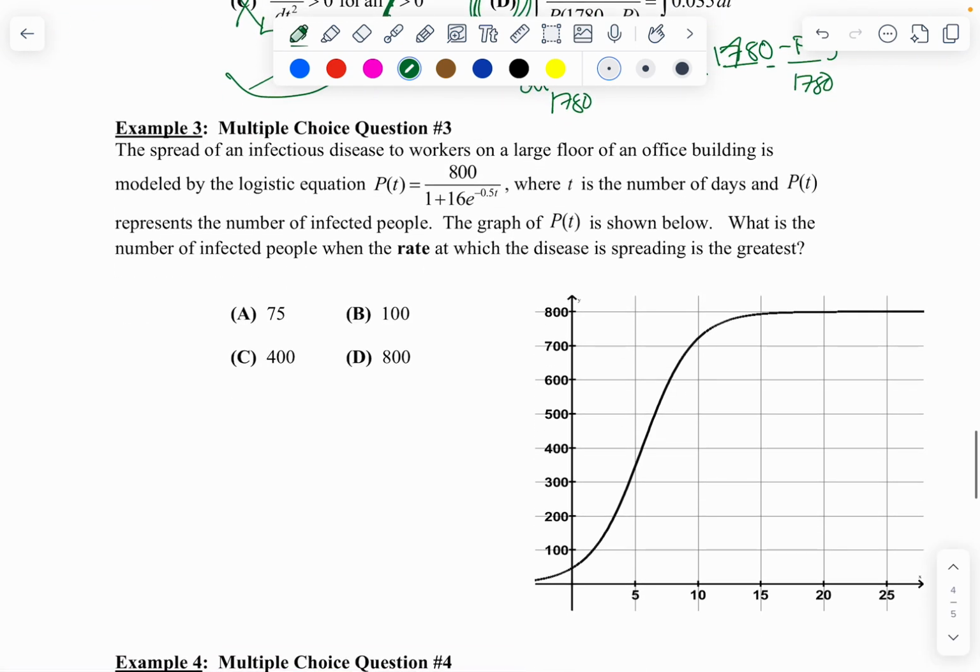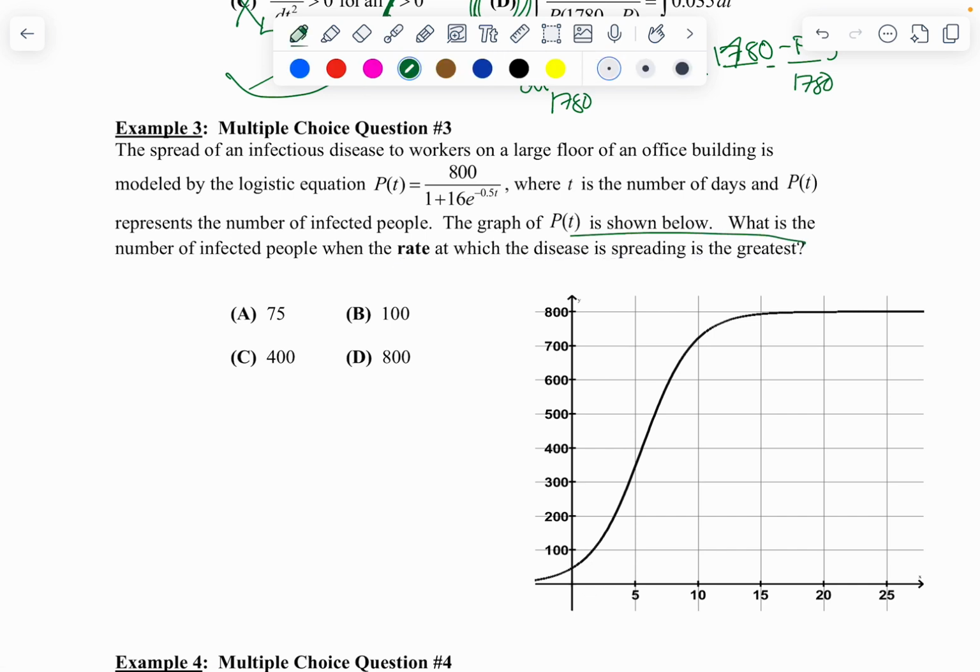All right, multiple choice number 3. The spread of an infectious disease to workers on a large floor of an office building is modeled by this logistic growth model, where T is the number of days and P represents the number of infected people. The graph of P of T is shown below. What is the number of infected people when the rate at which the disease is spreading is the greatest?